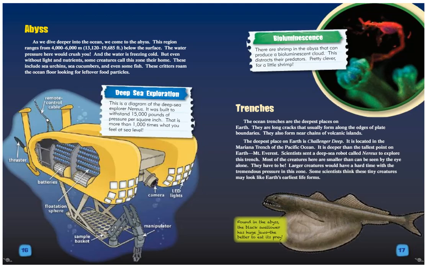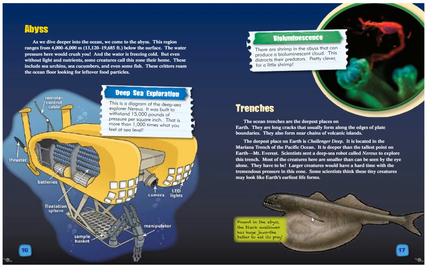Scientists sent a deep-sea robot called Nereus to explore this trench. Most of the creatures here are smaller than can be seen by the eye alone. They have to be. Larger creatures would have a hard time with the tremendous pressure in this zone. Some scientists think these tiny creatures may look like Earth's earliest life forms.